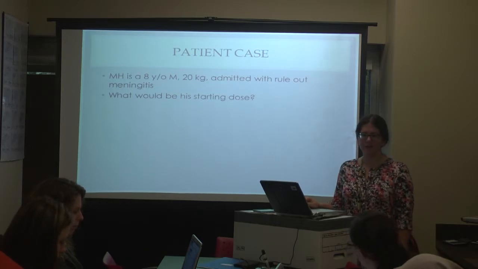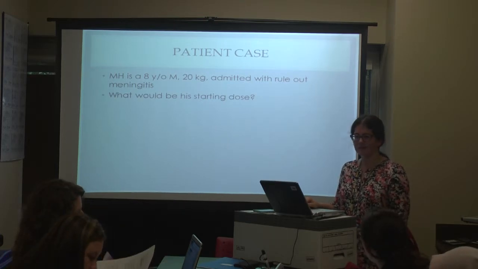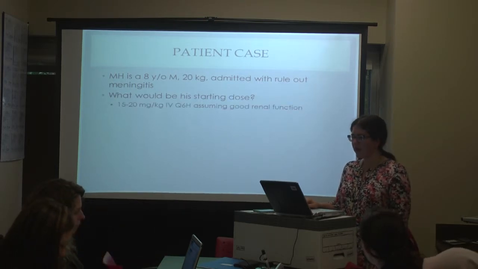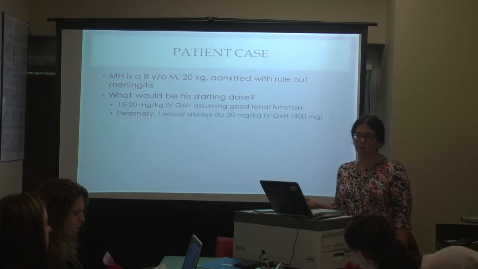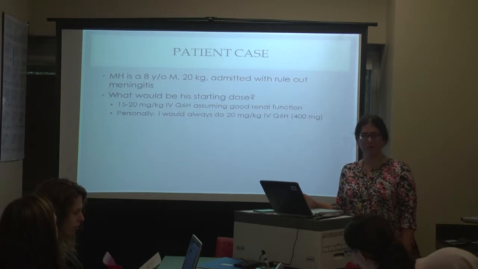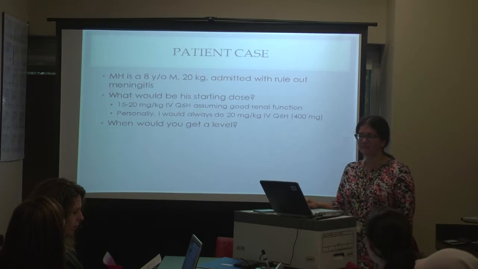Okay, and what would be your interval? Q6. Okay. So if you look at the protocol, 15 to 20. However, I would personally do 20 mg per kg IV Q6 for someone with meningitis. So that's 400 milligrams. So when would you get a level?